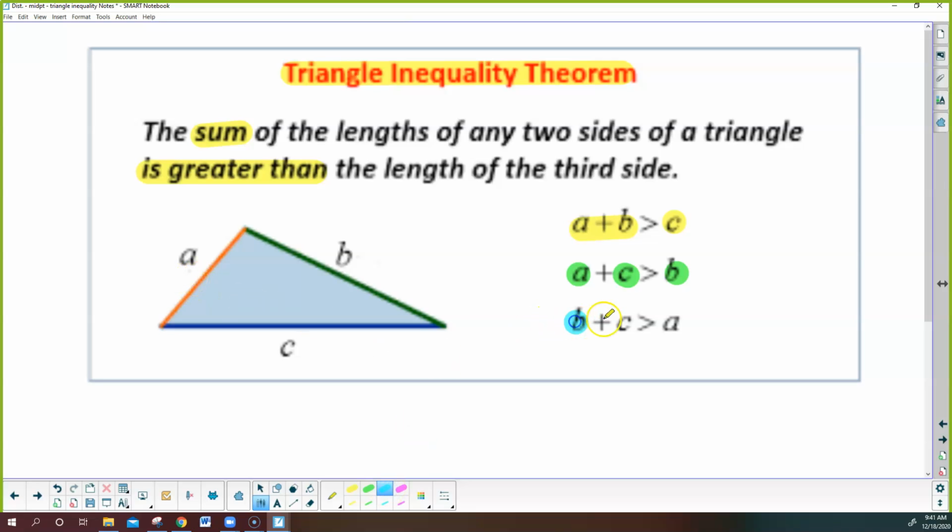And same thing, if I add B and C together, they're definitely going to be longer than the smallest side. So mentally, we want to just check all three relationships, but technically, as soon as you find one that doesn't work, it can't make a triangle.